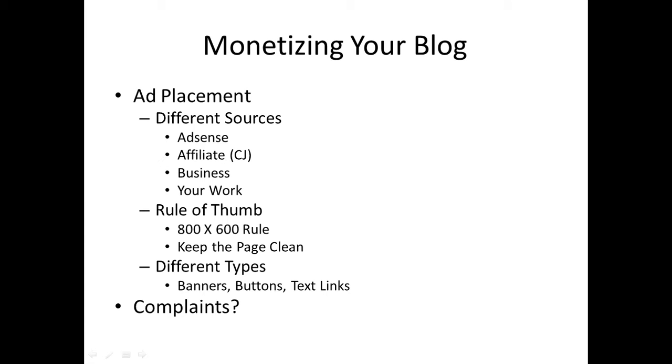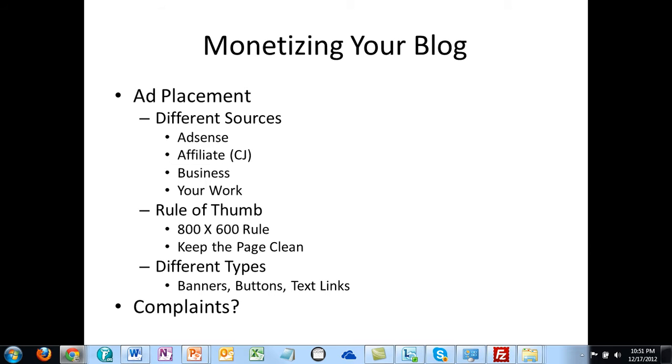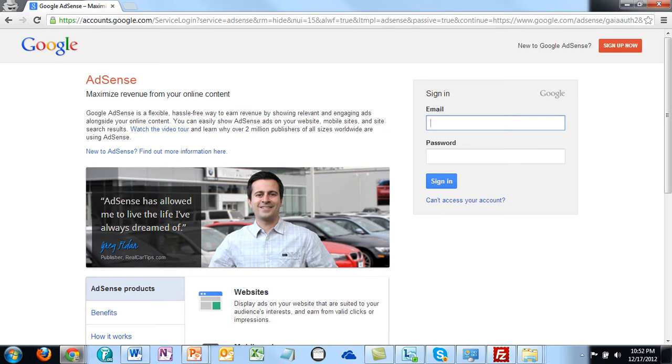Now, there are three primary things you want to pay attention to: the sources, one particular rule of thumb, and then the different types. So in other words, the first thing you want to consider is you want to have different sources. In some cases, you're going to want to use the Google AdSense program. If you're unfamiliar with Google AdSense, all you'll have to do is go to google.com/AdSense, and you can join the AdSense program, which will allow you to put ads on your site. And I'll show you what this looks like in a minute.